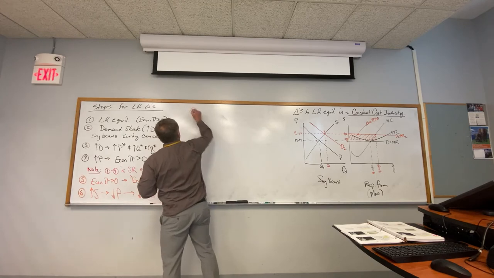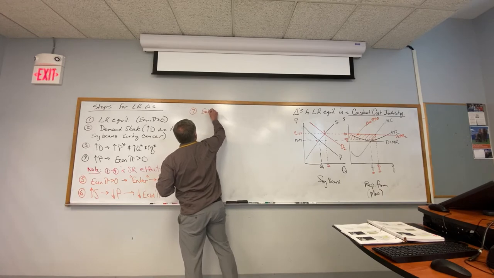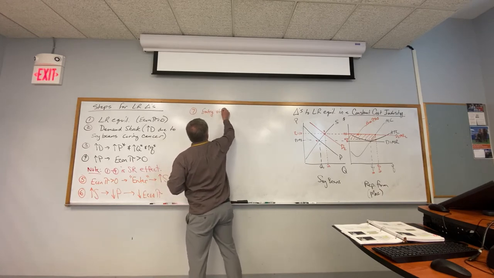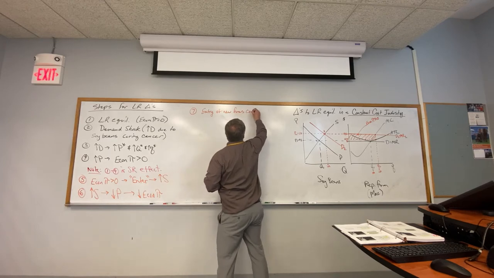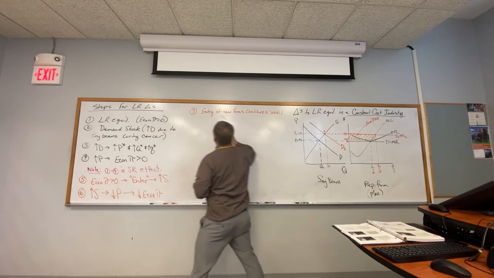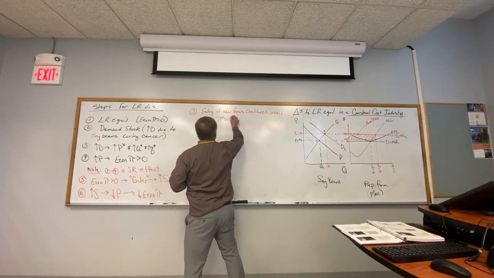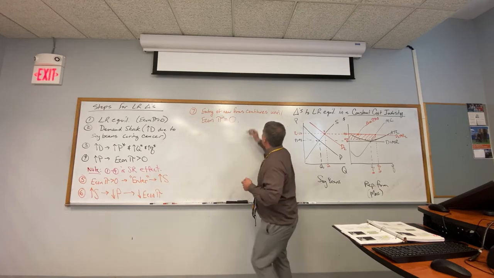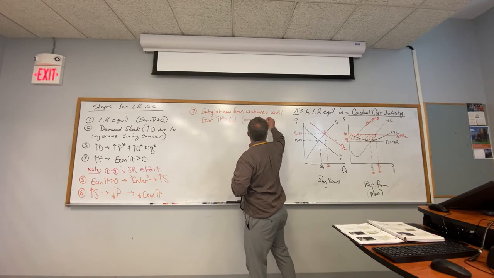And then where do we end? We end with step number 7. Entry of new firms continues until economic profit equals 0, which is our new long run equilibrium.